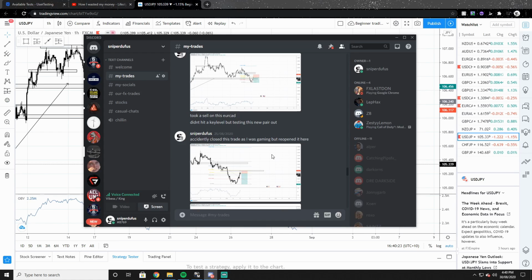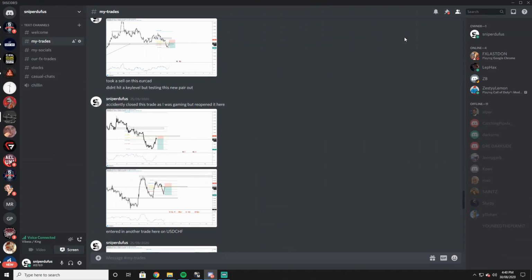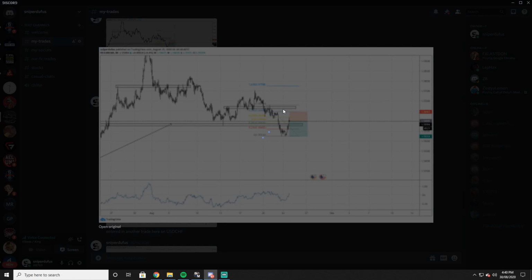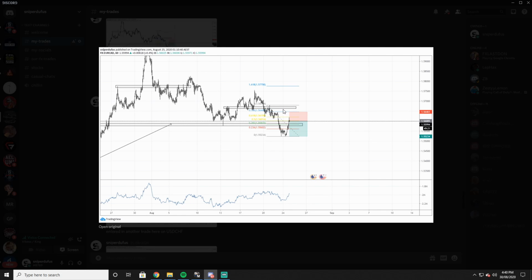Alrighty, so we're on the Discord now, and the first trade that I took this week was a sell on my Euro CAD pair. Now let's take a look at the entry. This was my entry position and I posted it in the Discord, so let me tell you what I see here.